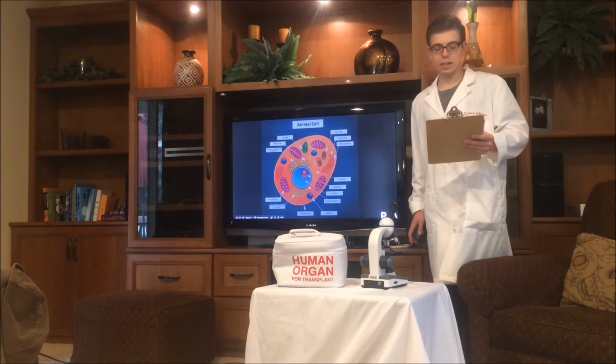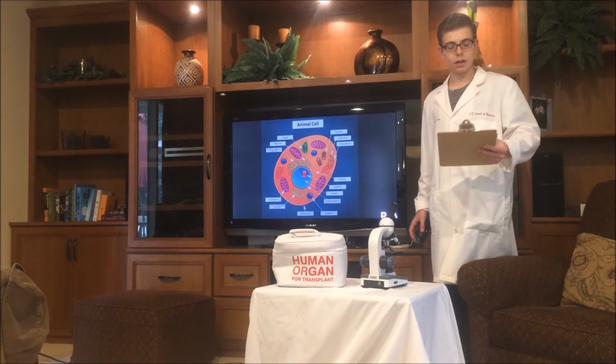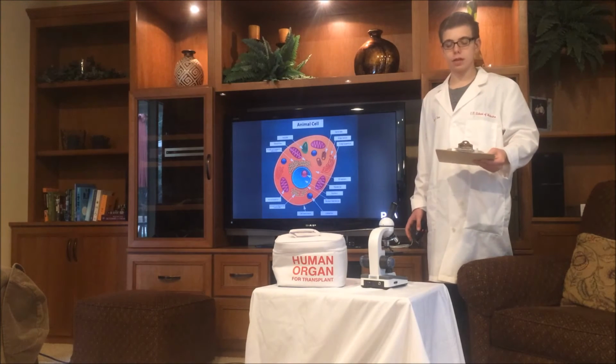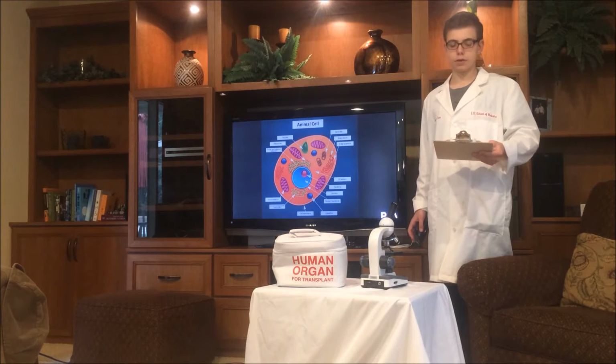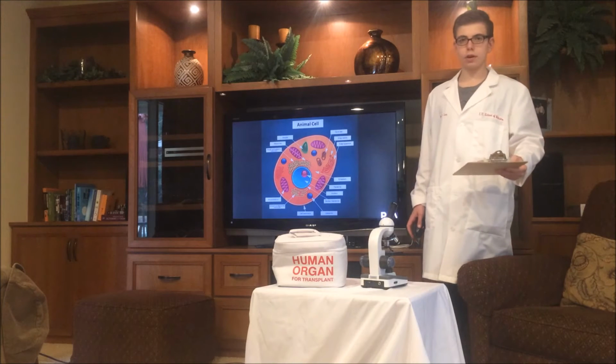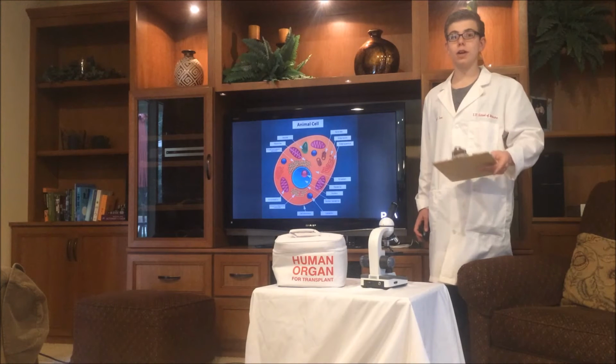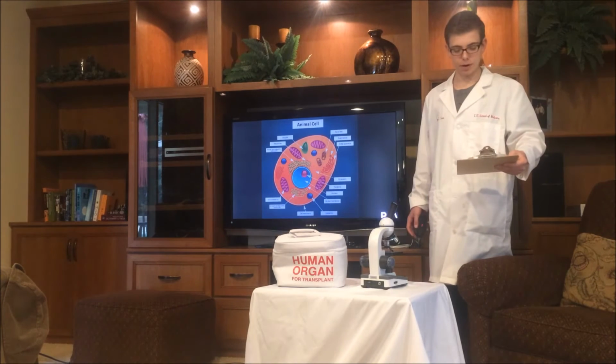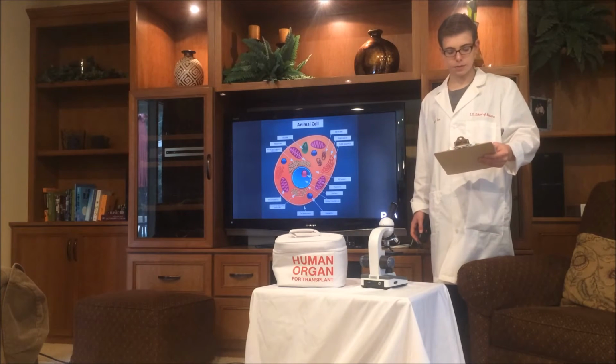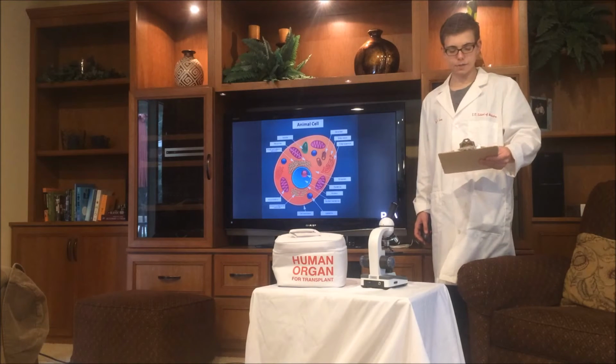First, let's start by explaining what cells really are. Cells are the basic building blocks of life. There are two categories of cells: prokaryotes and eukaryotic cells. You are made of eukaryotic cells. That's how you remember it. There are also two types of eukaryotic cells. Those are plant and animal cells.